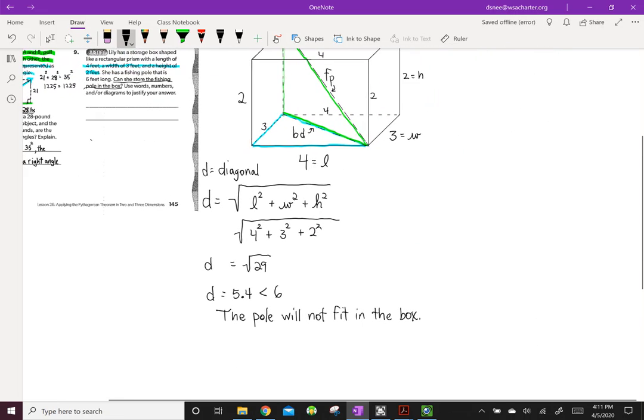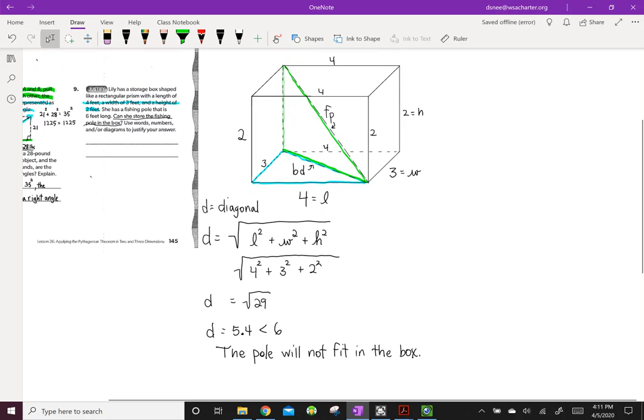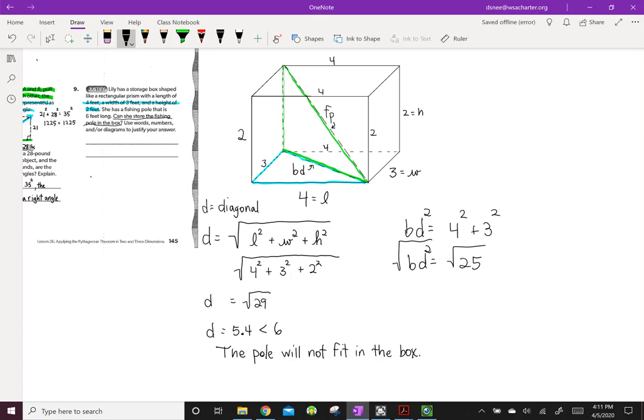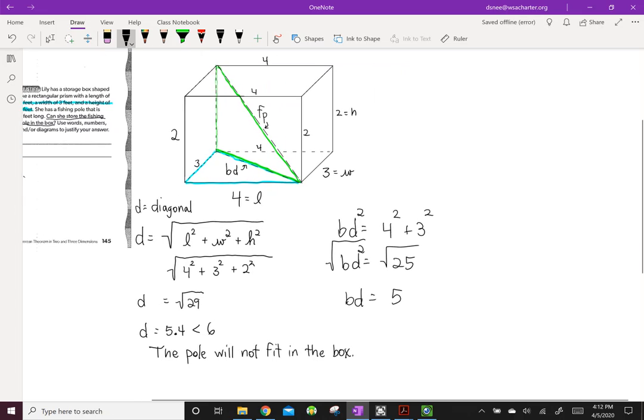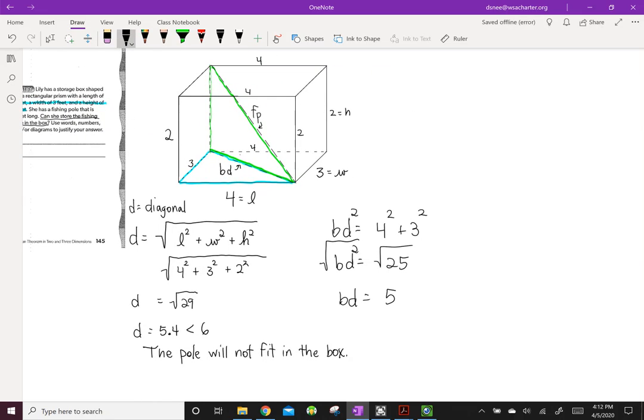We can continue and look at the Pythagorean theorem way, right? If I want to find this bottom diagonal, BD, that's going to be equal to 4 squared plus 3 squared. Okay, so the bottom diagonal is equal to the square root of 25, so the bottom diagonal is equal to 5. Okay, so then I take that in this other triangle, I say this is 5, and I say this is 2.